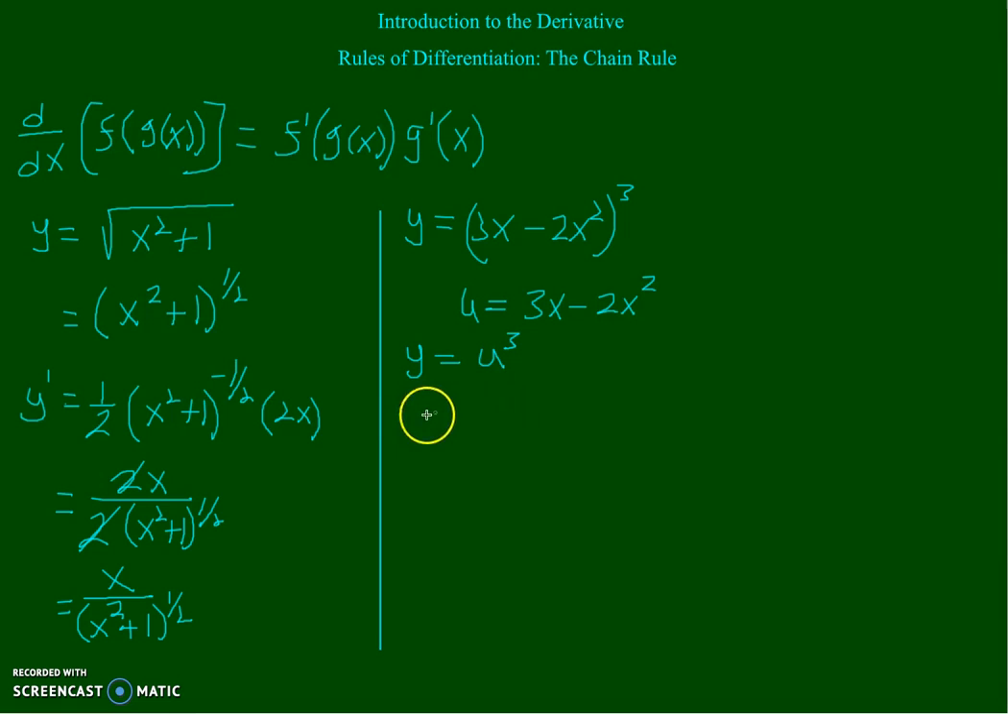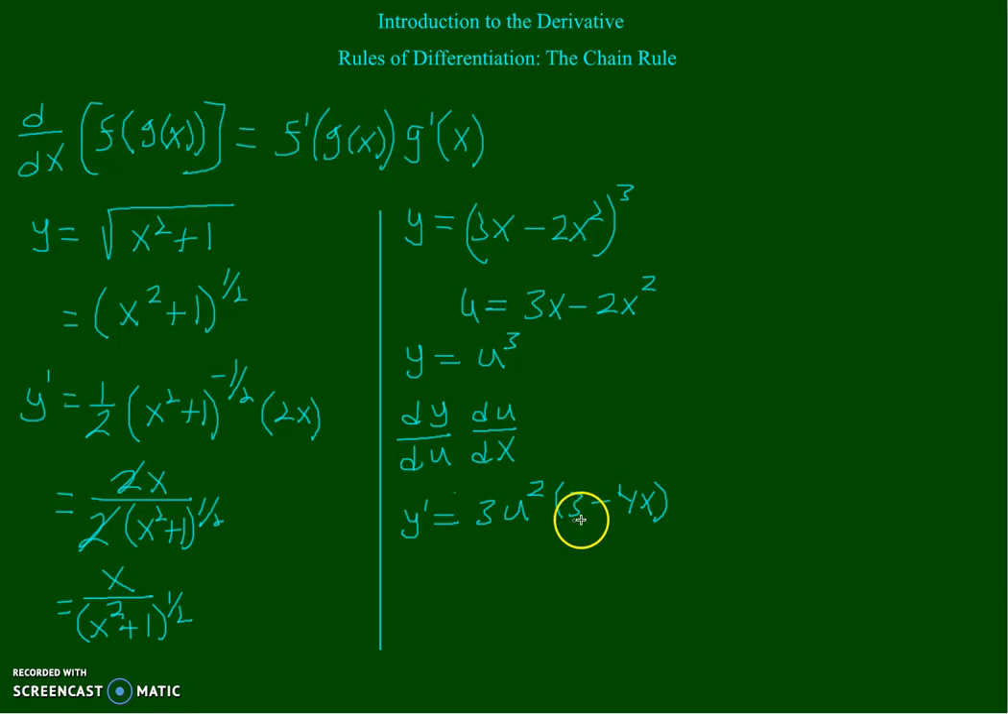And so the derivative of this is we're going to take the derivative of y with respect to u, and then following that we're going to take the derivative of u with respect to x. So that's in essence what we're doing. So to do y prime, we take the derivative of y with respect to u. So the derivative of y with respect to u is simply 3u squared. And then the derivative of u with respect to x is we take the derivative of this piece, which is 3 minus 4x.